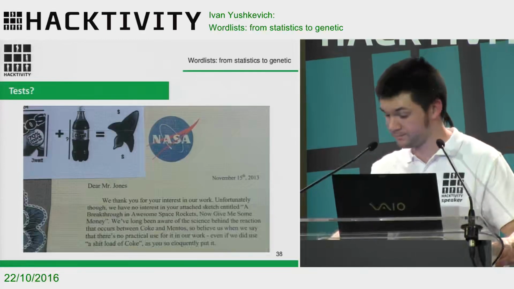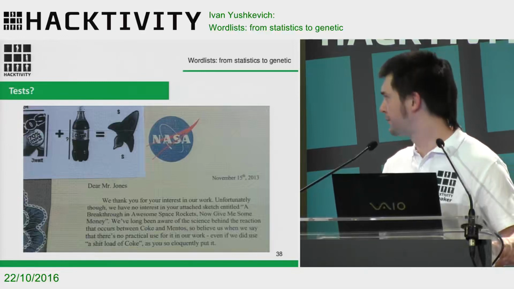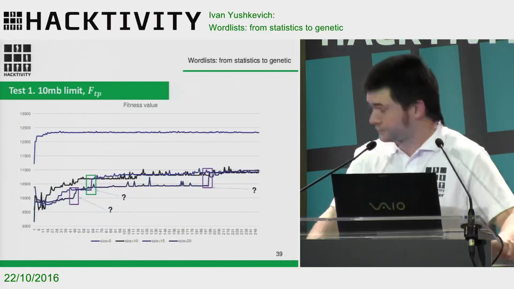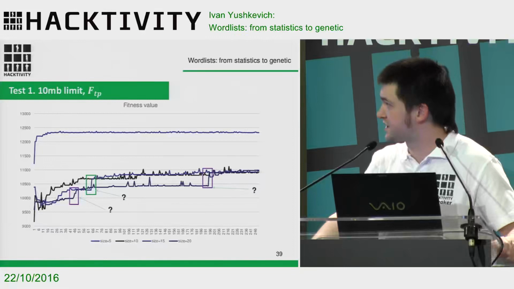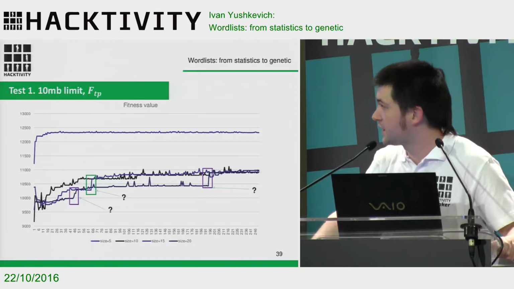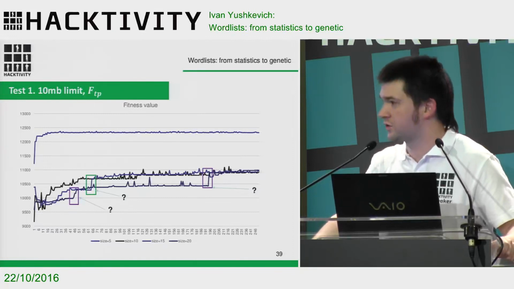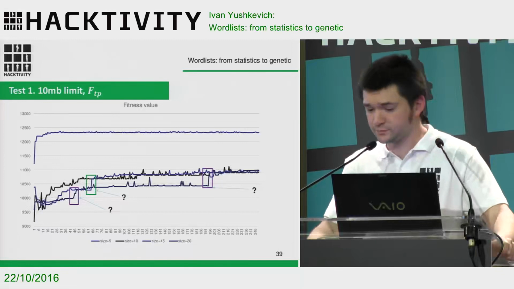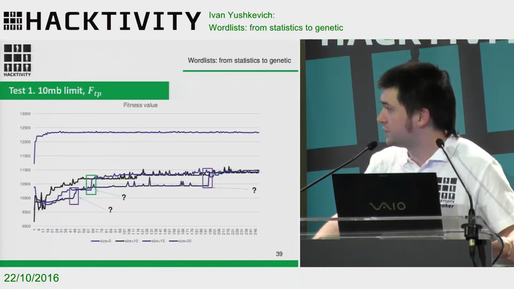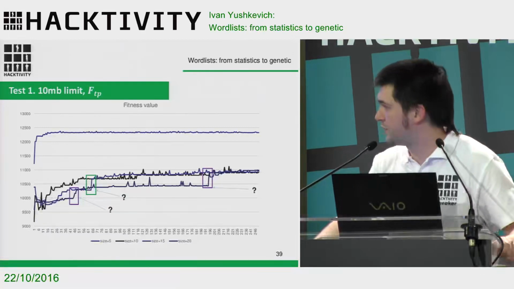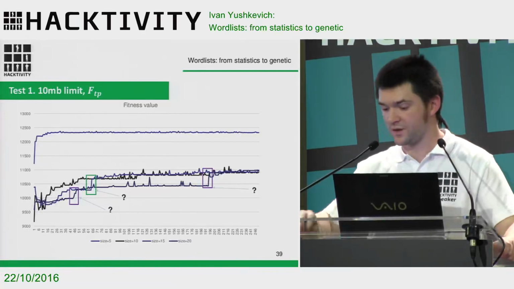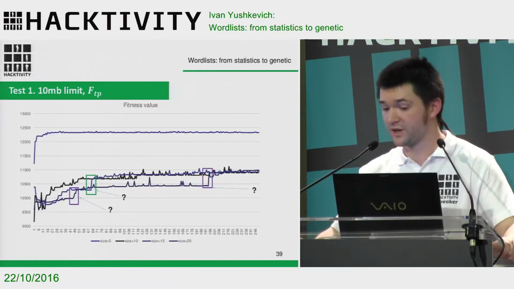So, some tests were done. On this slide, the first test was used: the limit is 10 megabytes and the fitness function is for total passwords. On this slide you can see that the population with the chromosome size of 5 dictionaries got better results than the others. You can also see some hops for chromosome size 20 where something happened and the further individuals become better and better than the previous ones.